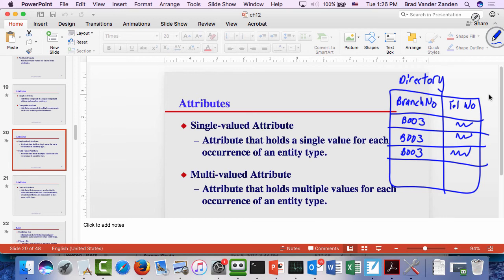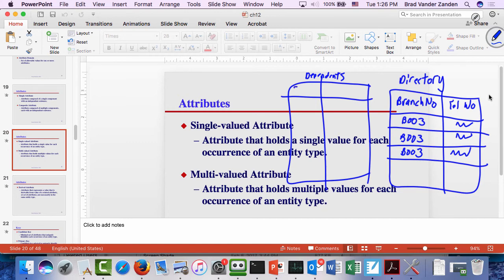Another classic example of that is dependents. If a person has dependents, again, that's a multi-valued attribute. Some people have no dependents, some people have many dependents. So again, you might have staff number, maybe name of the dependent. That would be another example of a multi-valued attribute. And the typical solution is to represent the multi-valued attribute as a separate table.